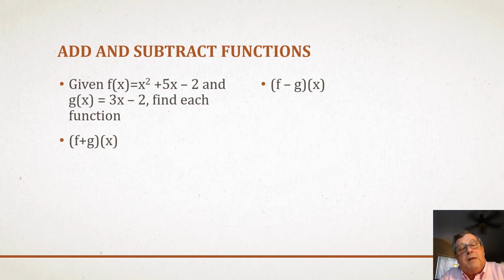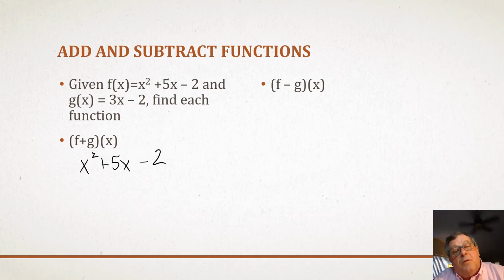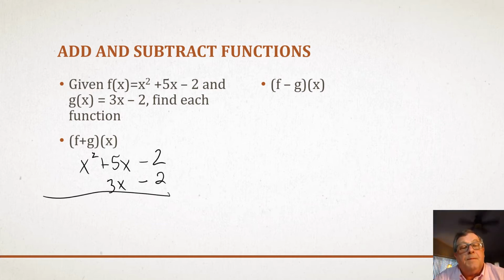By that, what I mean is I'm going to put in here f of x, so f of x equals x squared plus 5x minus 2. And then I am going to add g of x, which is 3x minus 2. I'm looking at my like terms here, if you will. So we've got 3x minus 2, and we're just going to simply add these together.